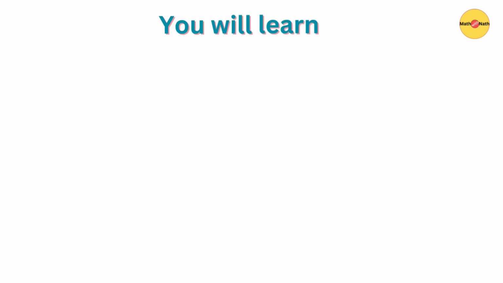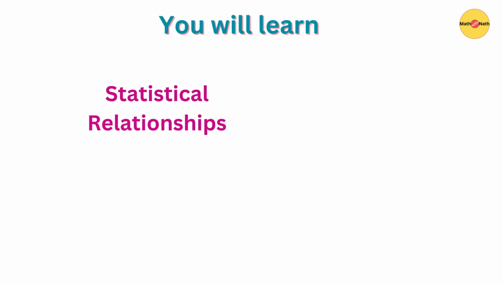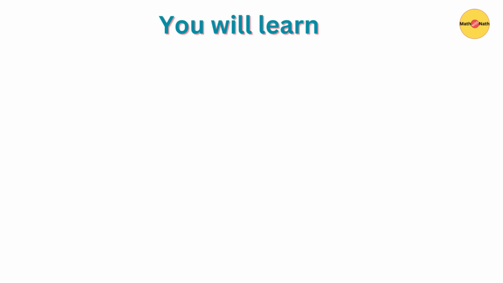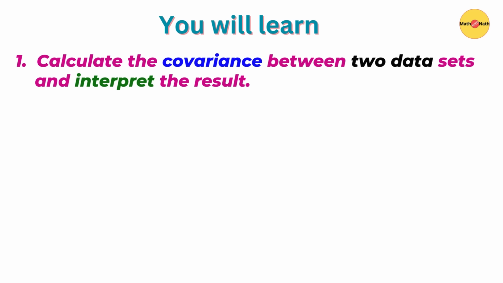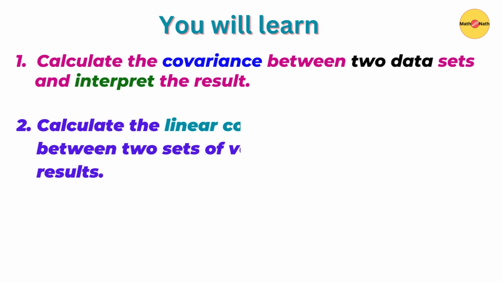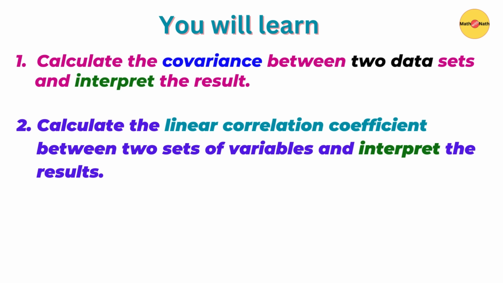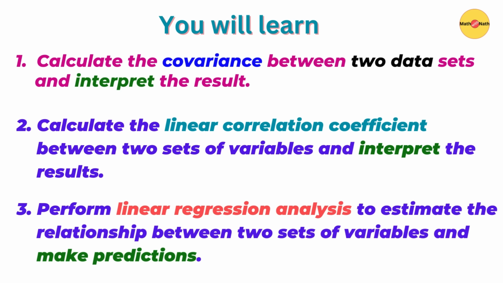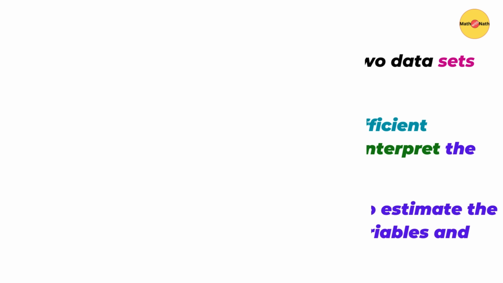Today, you will learn how to calculate various statistical relationships and understand their significance in data analysis. For example, calculate the covariance between two data sets and interpret the result. Calculate the linear correlation coefficient between two sets of variables and interpret the result. Perform linear regression analysis to estimate the relationship between two sets of variables and make predictions.